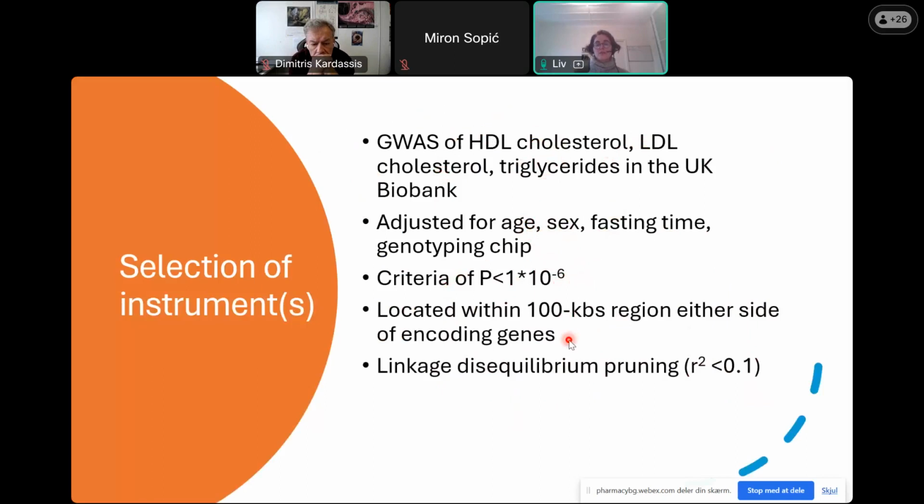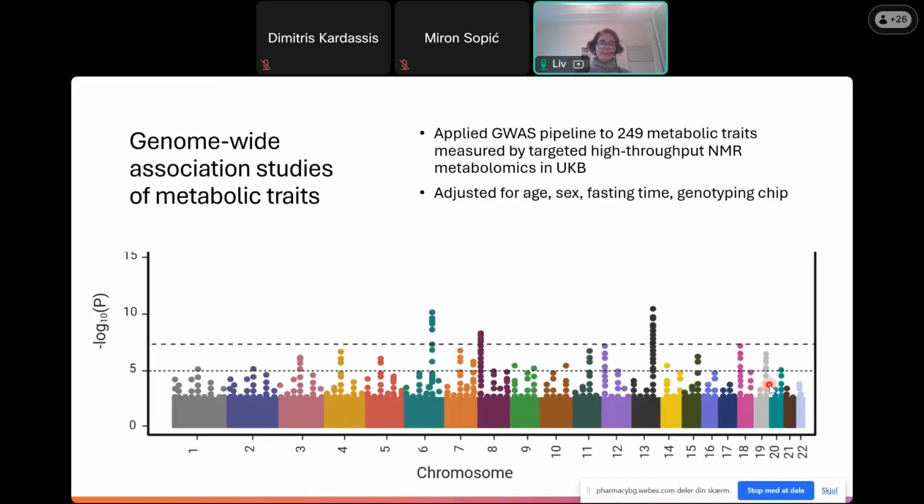They had to be located within a 100 kilobase region on either side of the encoding genes, and they had set a limit for linkage disequilibrium of r squared less than 0.1, and this says something about how likely it is that two variants are always inherited together. And if you have two variants that are always inherited together in your instrumental variables, this could bias your results.